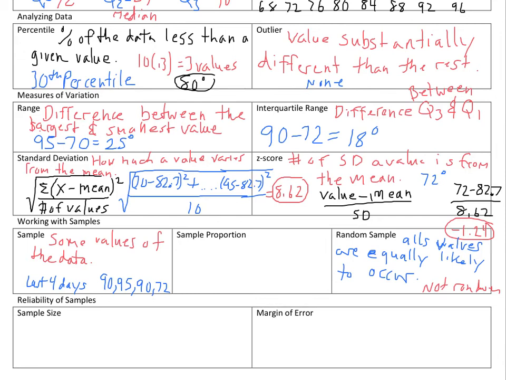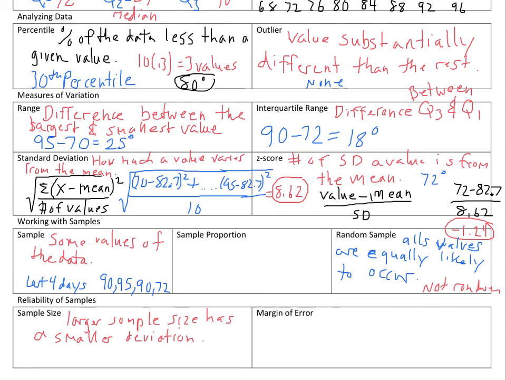So, for this particular problem, we are doing 4 days. But sample size, basically, a larger sample size has a smaller standard deviation. Let's make sure you write that down. A larger sample size should have a smaller standard deviation. And it's usually better to get as big a sample size as possible.